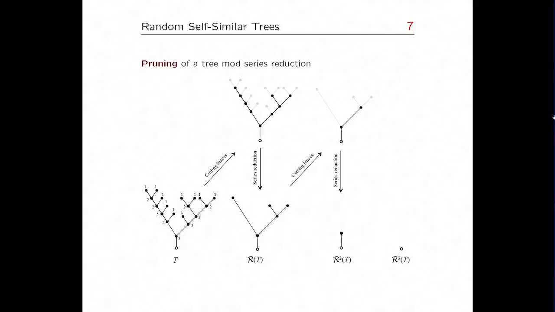Go back to the previous slide. I didn't understand. When you go to R of t, and then you do once more, so you remove the leaves. I see, you remove the leaves, and then do series reduction. Yeah, everything we do here is mod series reduction.